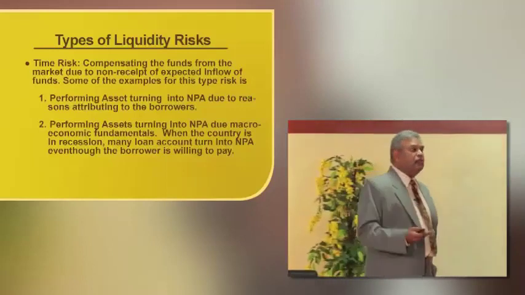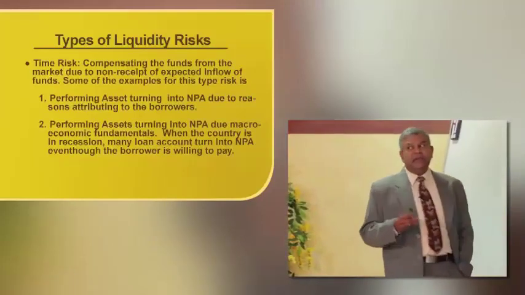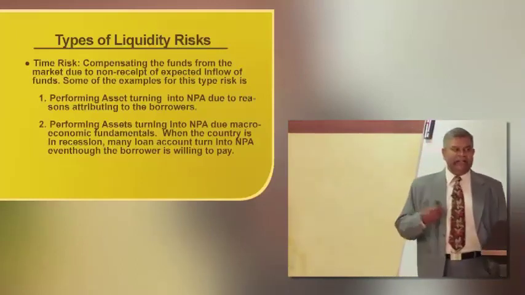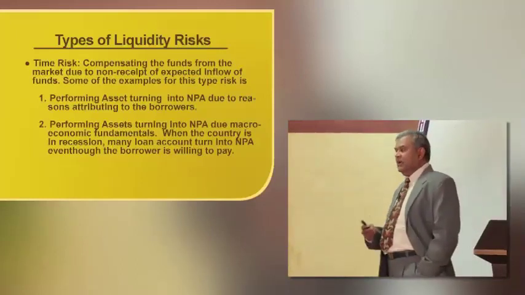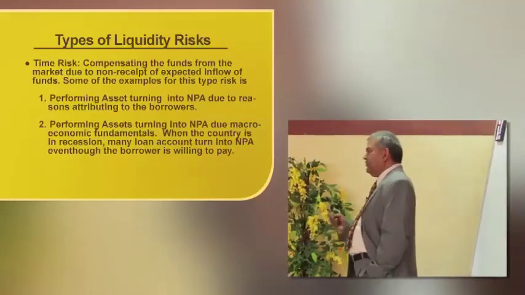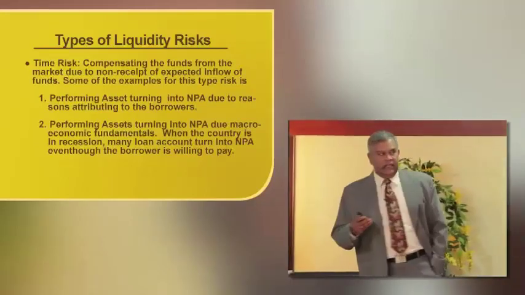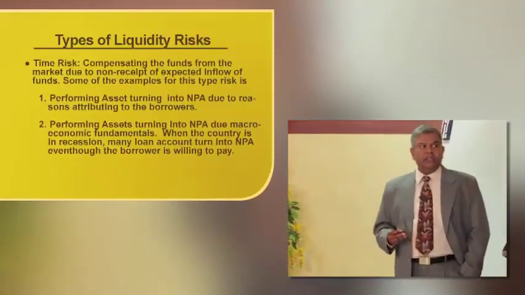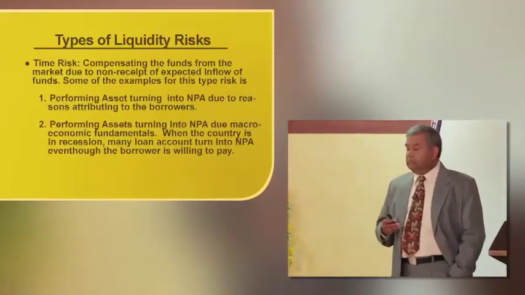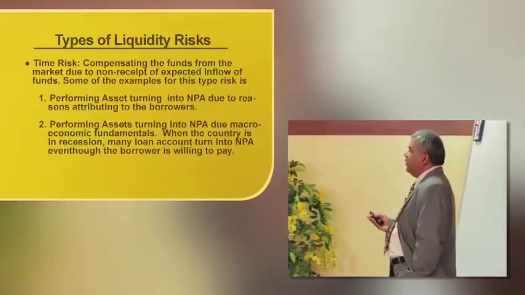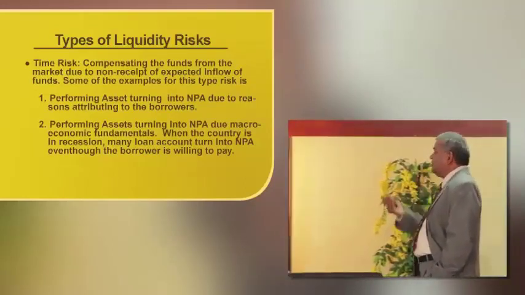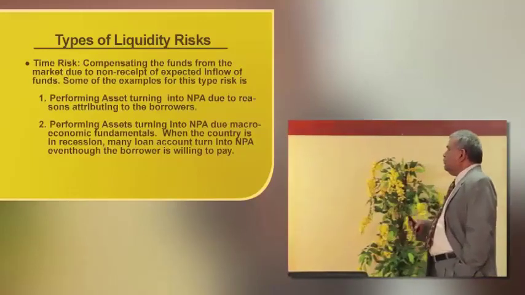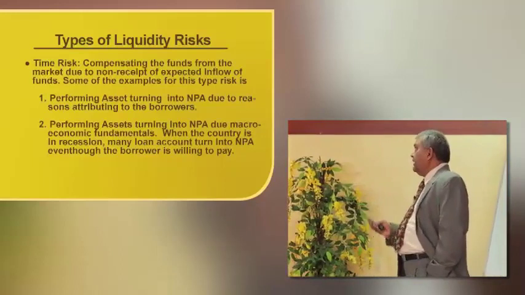Now my borrower is good, but because of the macroeconomic fundamentals, the exporter has taken pre-shipment credit, packing credit, he has packed the goods, he has kept them ready, and before he could ship the goods, the order gets cancelled. So this is beyond his control, and the account becomes NPA not because of his performance but because of the macroeconomic fundamentals.